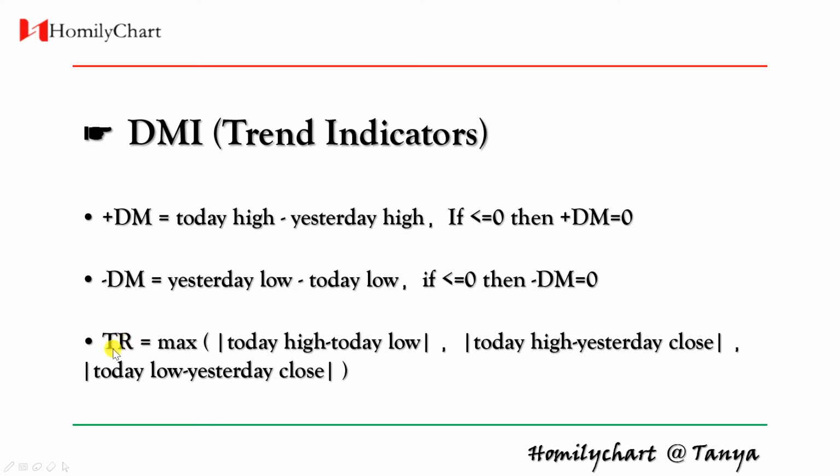Step 3, we need to calculate TR. TR is the maximum value among those three items. The first one is today's high minus today's low. The second item is today's high minus yesterday's close. The third item is today's low minus yesterday's close. Then we pick the biggest value among them.